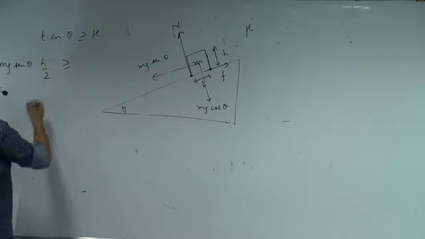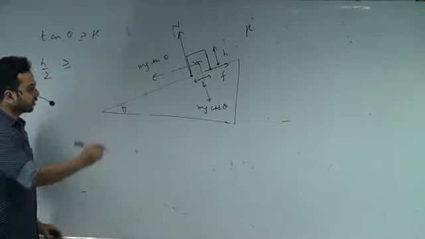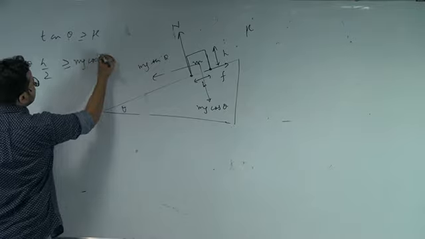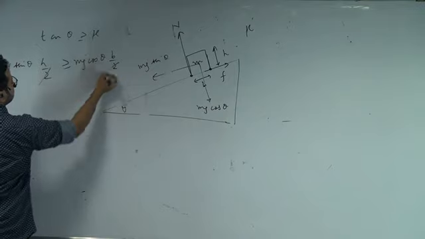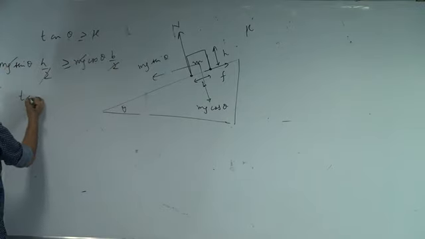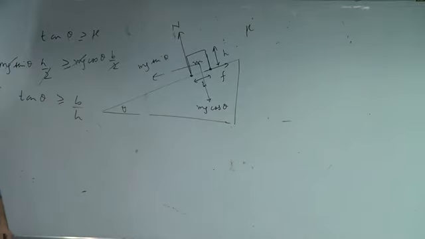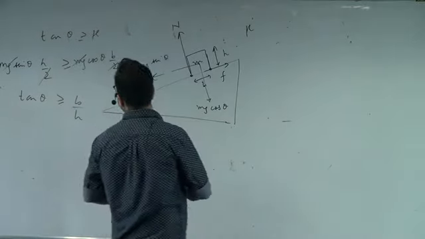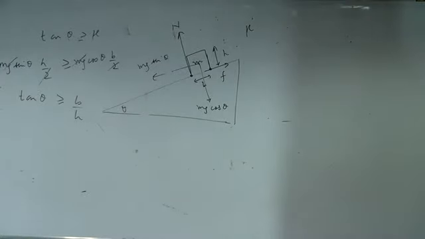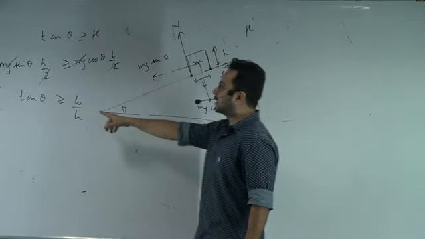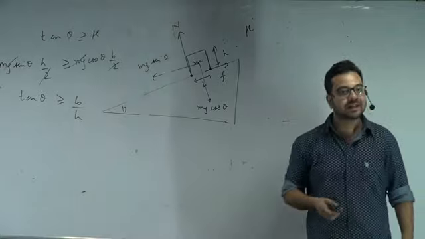For toppling this should be greater than or equal to the torque of mg cos theta, which would be mg cos theta multiplied by this distance. How much is that? b by 2. Everything cancels, so that gives me tan theta should be greater than or equal to b by h. So if tan theta is greater than or equal to b by h, the ratio of the base and the height, then it will topple.